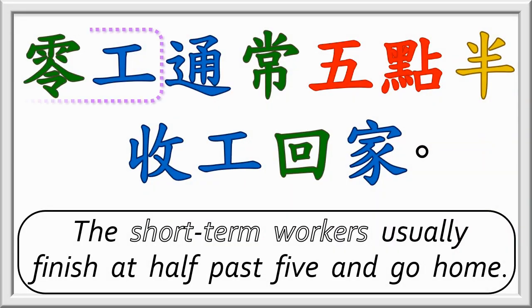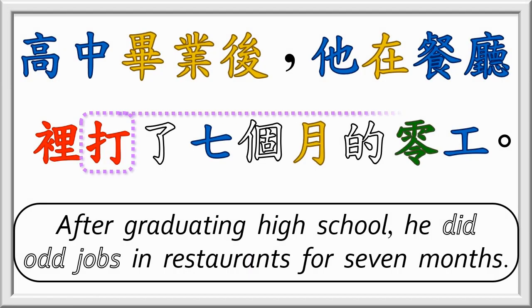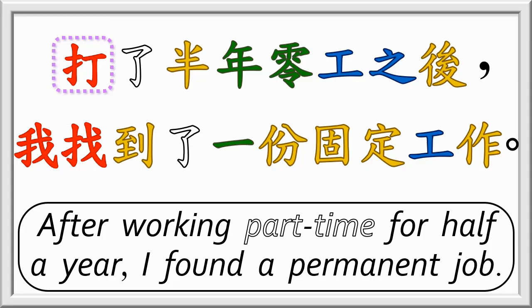When work or workers are seasonal or temporary, the expression to use is 零工, or the verb to do odd jobs is 打零工。零工通常5点半收工回家。The short-term workers usually finish work at 5:30 and go home. 男性零工的收入比女性高很多。Male gig workers earn significantly more than female workers. 高中毕业后，他在餐厅里打了7个月的零工。After graduating from high school, he did odd jobs in restaurants for 7 months. 打了半年零工之后，我找到了一份固定工作。After working part-time for half a year, I found a permanent job.